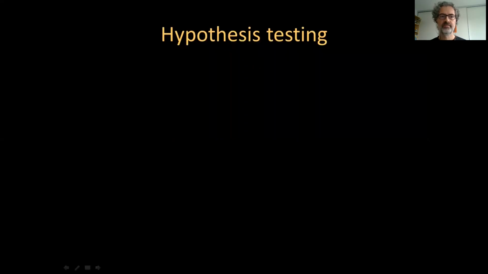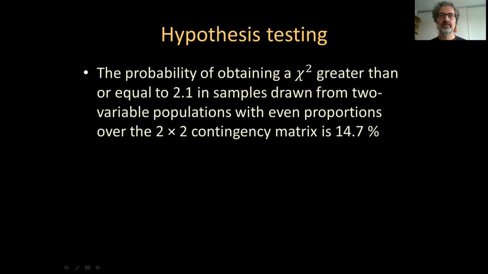This means that the probability of obtaining a chi-square value greater than or equal to 2.1 in samples drawn from two variable populations with even proportions of two categories in each variable, so even proportions over the whole 2 by 2 matrix, the probability of getting a chi-square greater than or equal to 2.1 is 14.7%. That's a relatively high probability. It's certainly much higher than our convention of 5%.